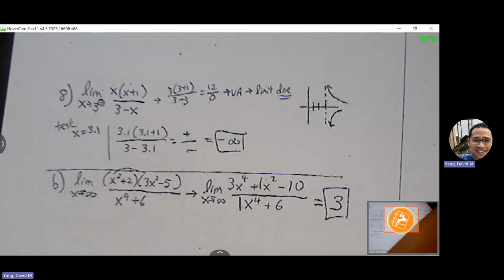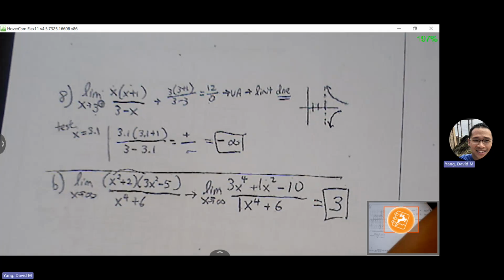Okay, so number 8, direct substitution tells us that there is a vertical asymptote because we're getting 12 over 0. But we're only asking about the movement towards the asymptote from the right side of 3. So now that we're down to either positive or negative infinity, we can plug 3.1 in, test the decimal, and decide which direction the graph is headed. So I get a positive over a negative, so negative infinity.